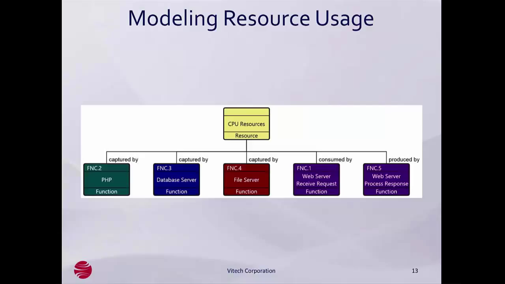If the consumed by consumes relationship is used, then when the function executes, the amount of CPU resources specified is taken when the function starts. However, the resource is not returned when the function stops. If the produced by produces relation is used, then when the function completes executing, the amount of CPU resources specified is returned to the resource. However, the resource is not taken when the function starts. I'll discuss why I've used the resource relationships this way in the next slide.